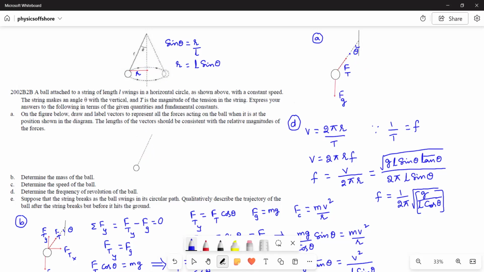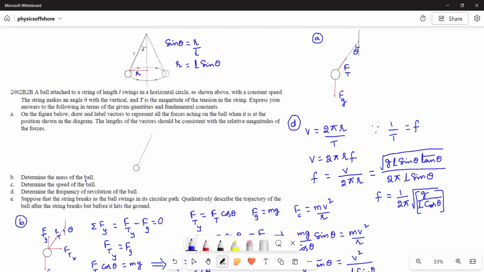Here, the tension acts along the string upwards and then gravity acts downwards. This is the force diagram for this one. And then we have the components also. F tension X and F tension Y are the components, but he did not ask for the components, only the forces, two forces acting on the ball. One is the tension and another one is the gravity. Both the force directions I have shown, tension upwards and then gravity downwards.